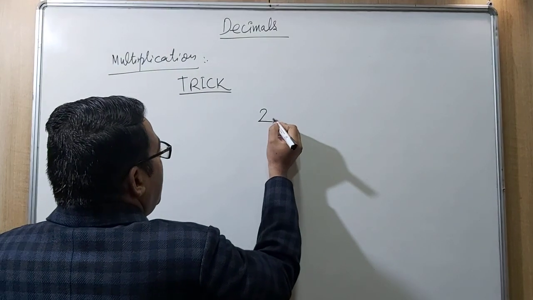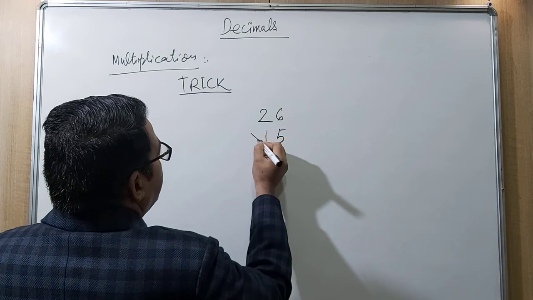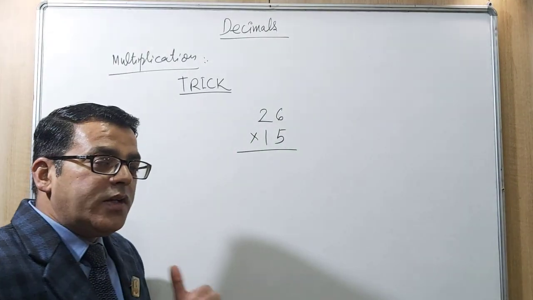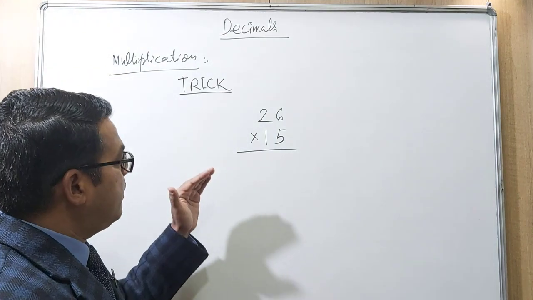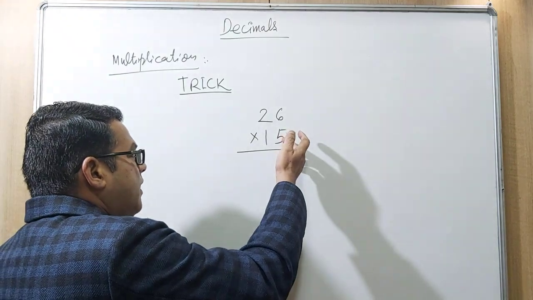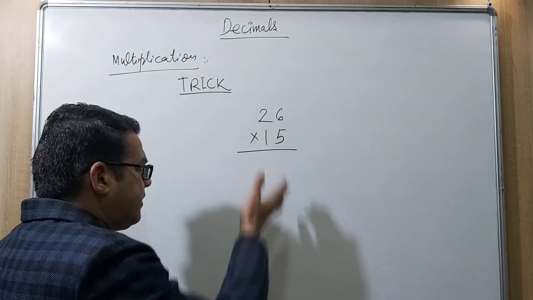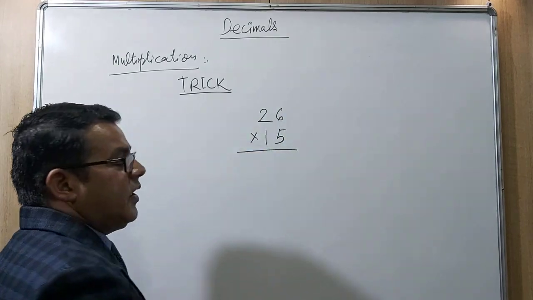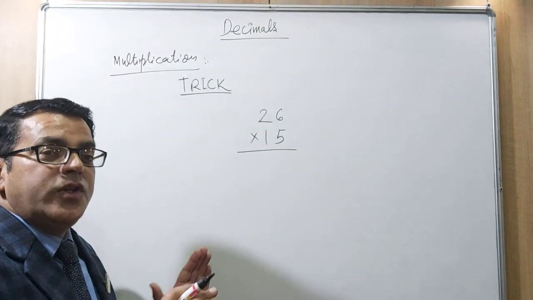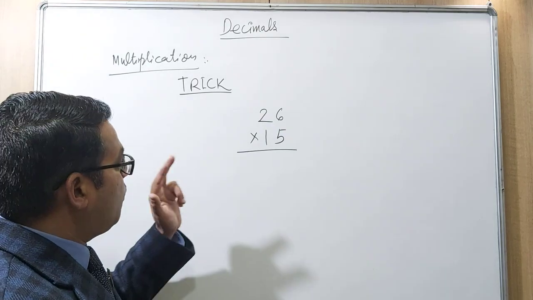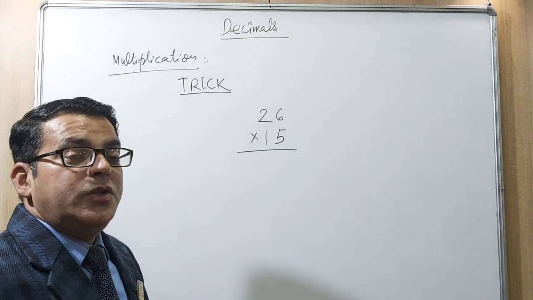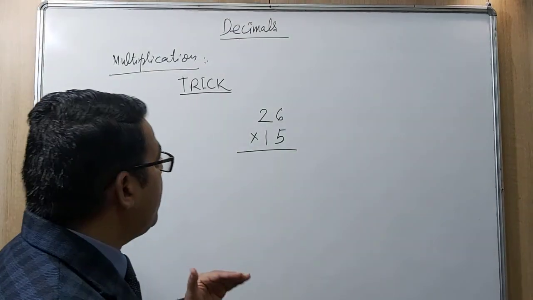Suppose I want to multiply these two numbers together, 26 and 15. How can you multiply these two numbers? The traditional method says that we multiply 5 with 6, then 5 with 2, then in the second line we multiply 1 with 6, then 1 with 2, then finally we add and we get the answer. But in today's class I am not going to do all these things. In one single line, I will find the answer. This is very interesting.